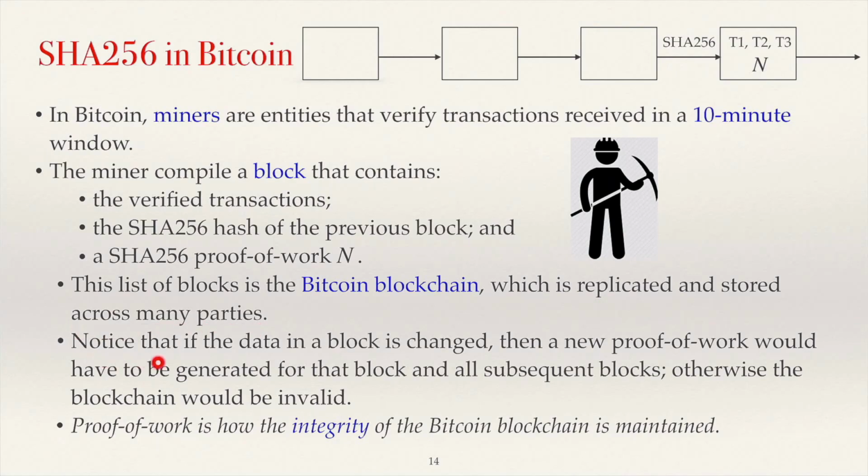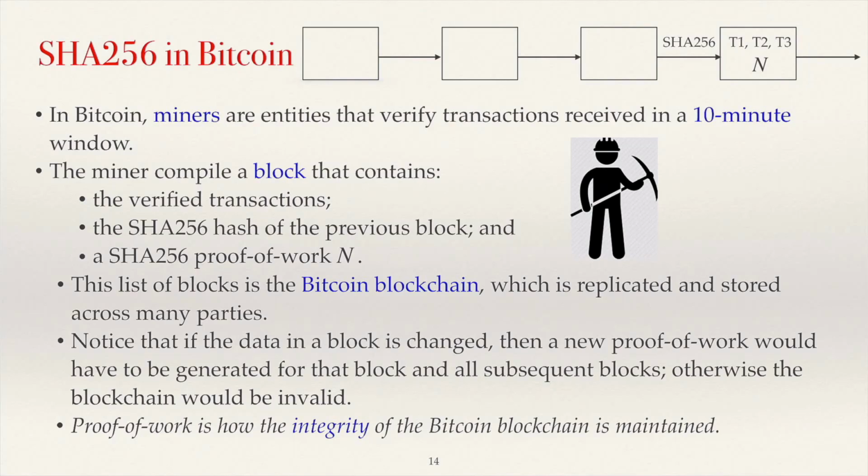Notice that if the data in a block is changed even in a single bit, then a new proof of work would have to be generated for that block to be valid, and indeed for all subsequent blocks to also be valid. So for example, if a single bit in this block is changed, then its hash also changes, which means the new nonce has to be generated before the hash of this block begins with the prescribed number of zeros. And when this nonce is changed, so does the hash of this block, which means the input to the next block also has changed, and so its nonce also needs to be generated.